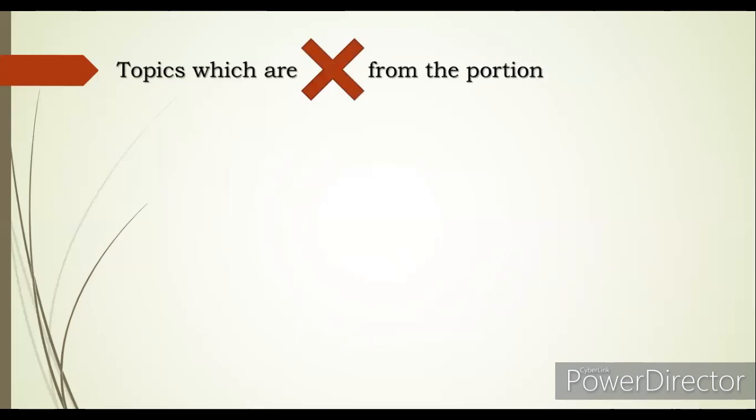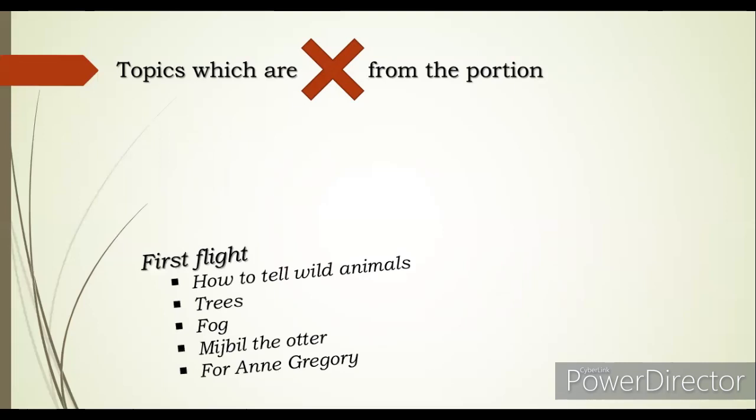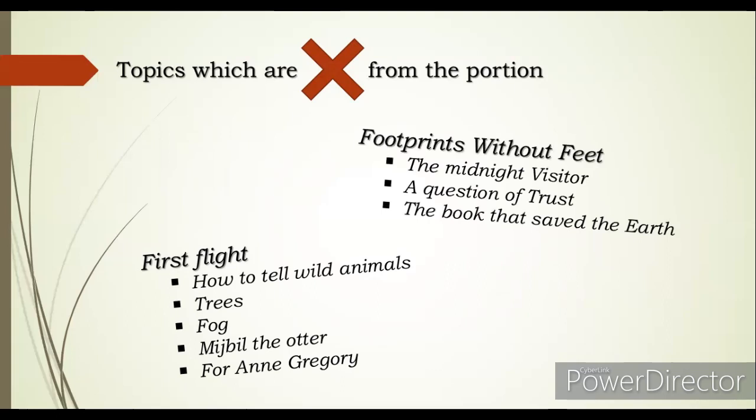So which are the topics which are deleted from the portion? Here we go. From the first five portion, you don't need to study how to tell wild animals, trees, for Mitchell the otter, and for Anne Gregory, because these topics are skipped. Moving further with Footprints Without Feet, which is our supplementary reader, from this we don't need to study The Midnight Visitor, The Question of Trust, The Book That Saved the Earth. What a relief. So many chapters have been taken out, and now we have less portion to study. I am sure that with this less portion, you're going to rock your examinations.